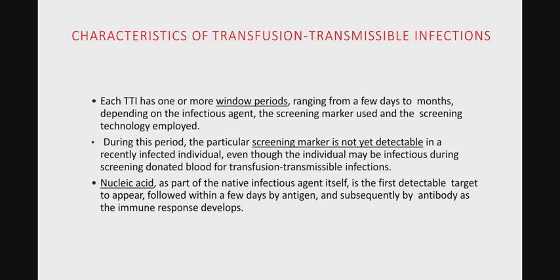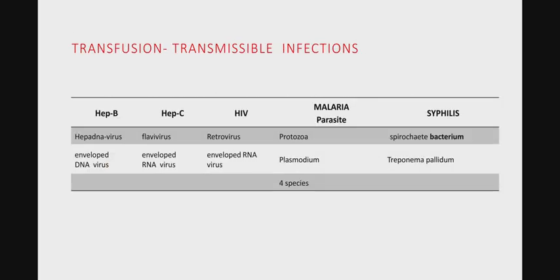The nucleic acid, which is a part of the native infectious agent itself, is the first detectable target to appear, followed within a few days by antigen and subsequently by antibody as the immune response develops. So for detection, the markers are first the nucleic acid, then the antigen, and then the antibody. Now, the infections we'll study here that are transmissible and screened for are hepatitis B, hepatitis C, HIV, the malarial parasites, and syphilis.